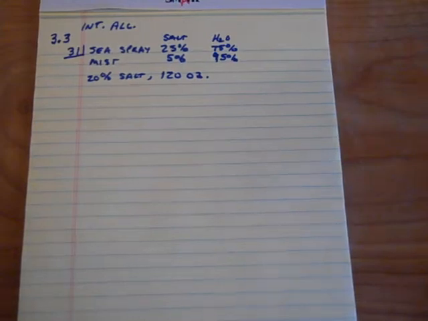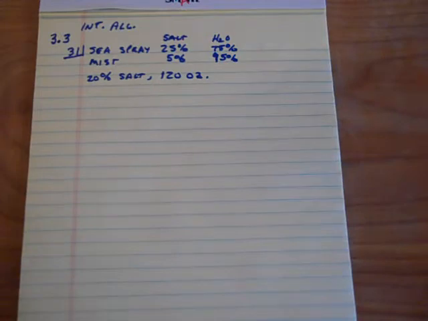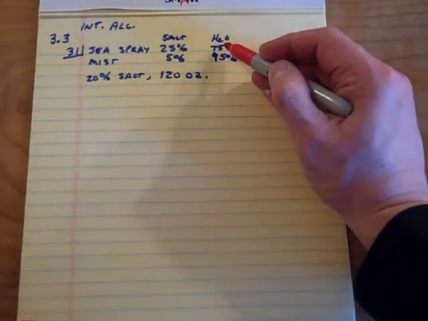Alright, so intermediate algebra, Johnson college textbook, lesson 3.3, problem number 31. There's a whole bunch of words, but it basically says sea spray is 25% salt, sea mist is 5% salt. How much of each do you have to mix together to get a 20% salt solution? That's 120 ounces.